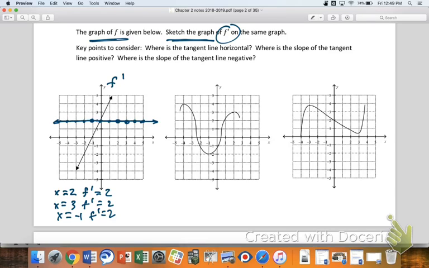So what I'm going to do here, this will be our last one here today. I want to look at this more curvy graph.